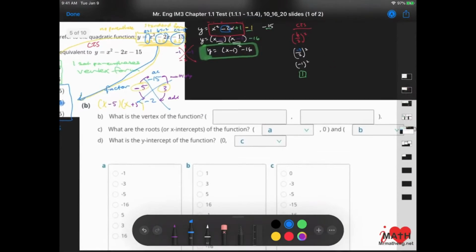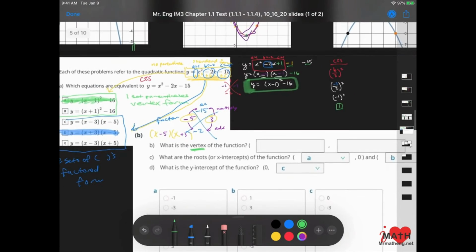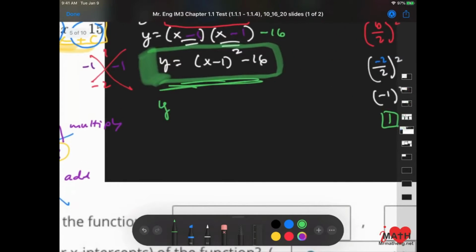Okay. Part B. What is the vertex of the function? Well, think about this. You already have one of the forms. That's called vertex form, in green. So let's go over here and take something from this. What is vertex form? Y equals, from your foldable, guys.